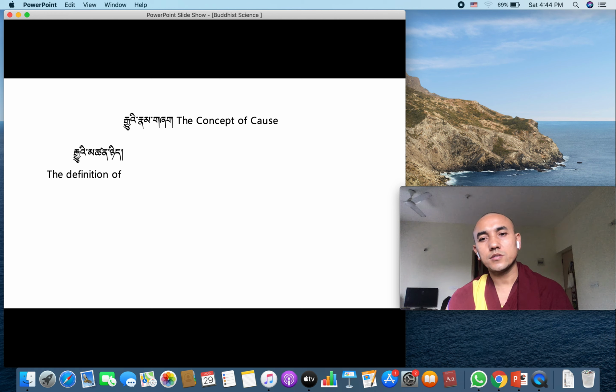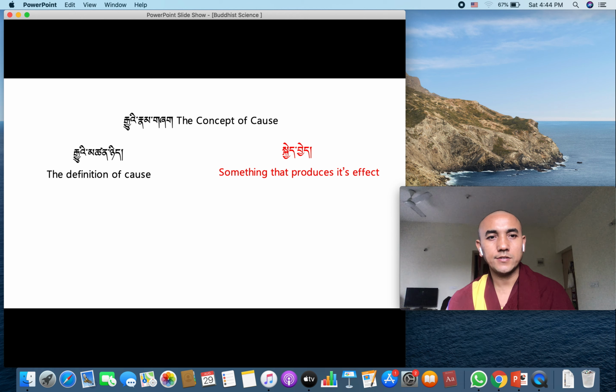So, what is cause? What is the meaning of cause? Cause is something that produces its effect. And if you look at the concept of cause, there are two ways of making classifications on the topic of cause. The first two are direct cause and indirect cause, and the second two are substantial cause and cooperative conditions.